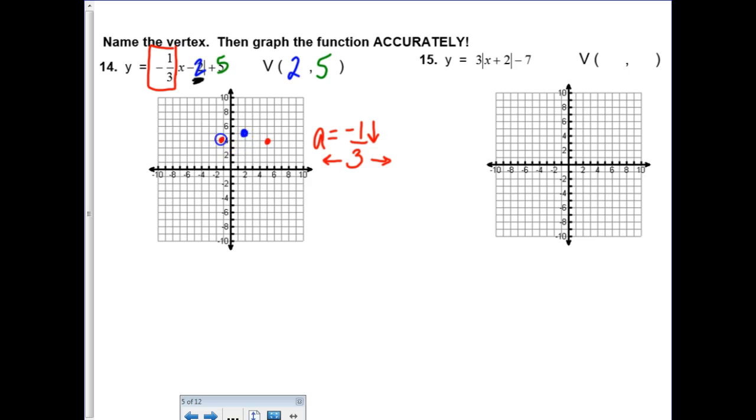I can't count. There we go. I don't know if I counted that right. That looks weird. Oh well. And then they are V-shaped. Again, confirm it on your calculator if you're not sure.